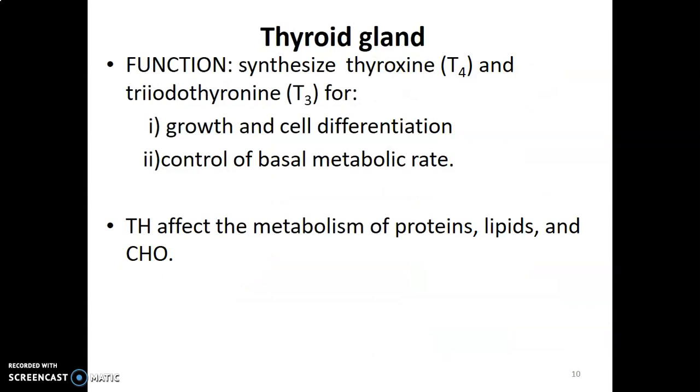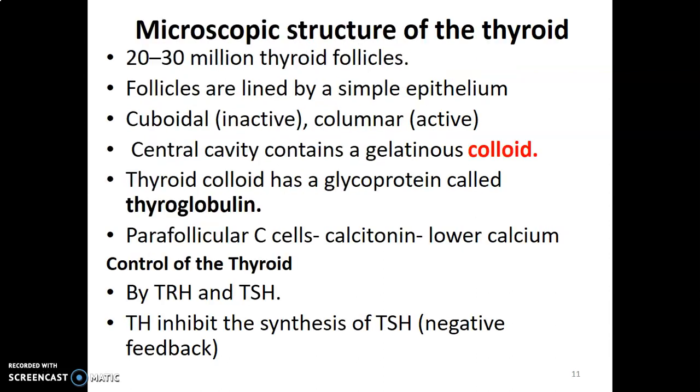So the thyroid gland synthesizes thyroxine, which is T4, and triiodothyronine, which is T3. And these are important hormones that help with growth and cell differentiation, and they help to control the basal metabolic rate. Remember, thyroid hormone is important in metabolism of protein, lipid, and carbohydrates. So growth and differentiation of cell and control of basal metabolic rate by regulating the metabolism of proteins, lipids, and carbohydrates. So what's the microscopic structure of the thyroid?